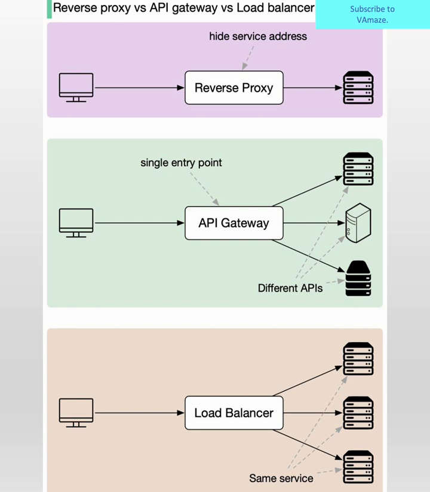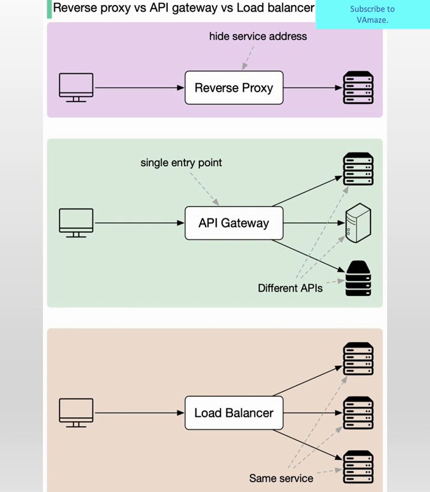A load balancer addresses a different challenge entirely, distributing traffic across multiple instances of the same service to ensure no single server becomes overwhelmed. This is fundamentally about horizontal scaling and high availability. Distribution strategies. Load balancers employ various algorithms to distribute incoming requests. Round robin, requests are distributed sequentially across all available servers.